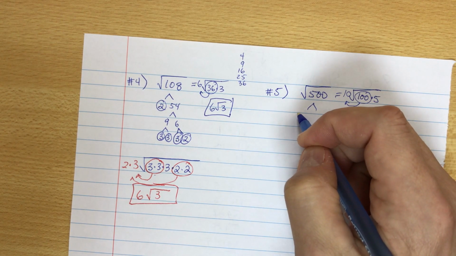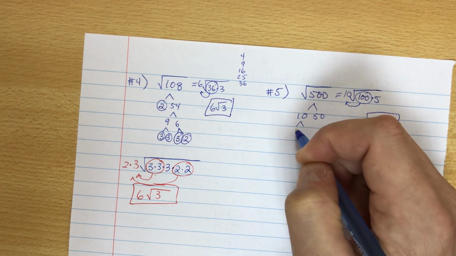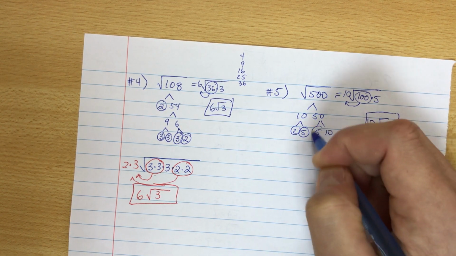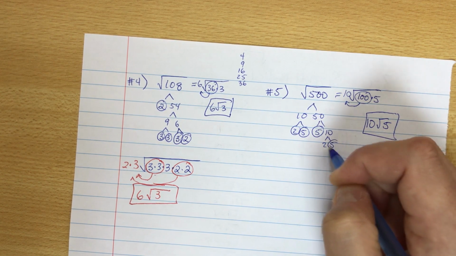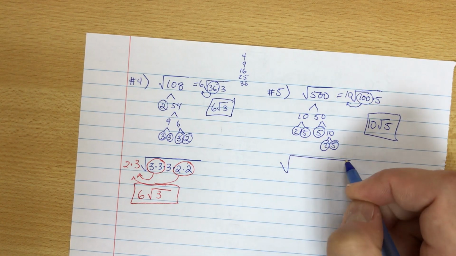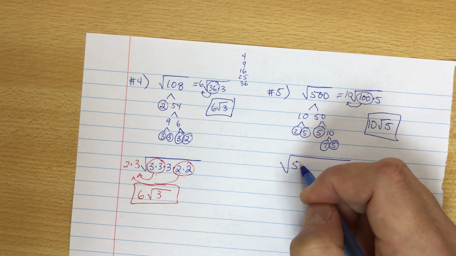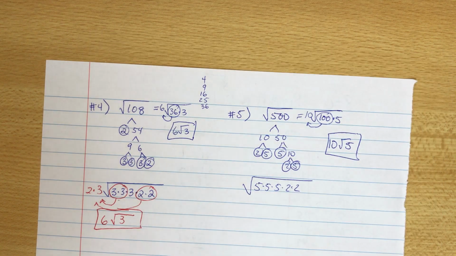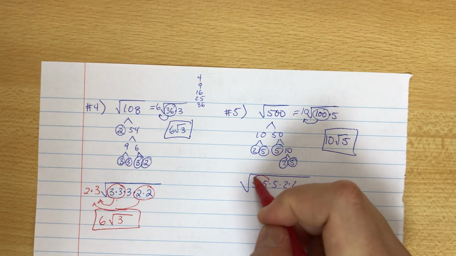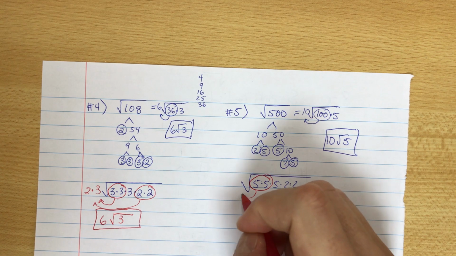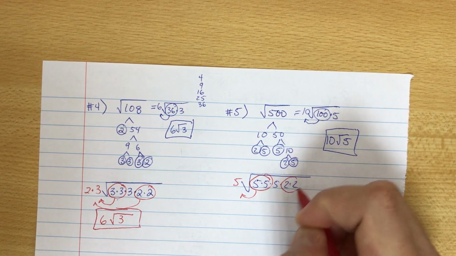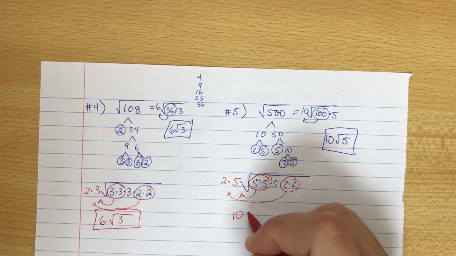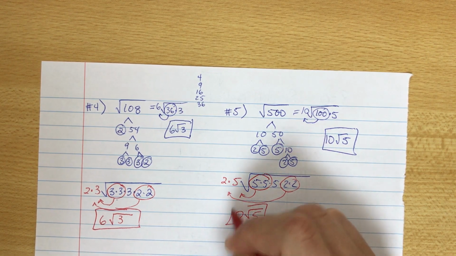You can take 10 times 50, 2 times 5, those are prime, 5 times 10, that's prime, 2 times 5, that's prime, 5, 5, 5, 2, 2, it's all multiplying, that's 500. Okay, this is really 25, that pair. Square root of 25 is 5. 2 times 2 is 4. The square root of 4 is 2. Multiply that, we get 10. And what's left is 5.